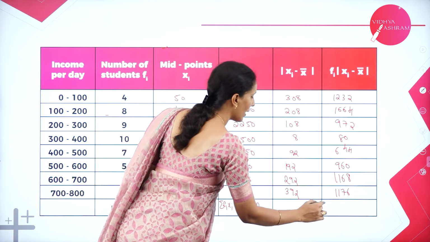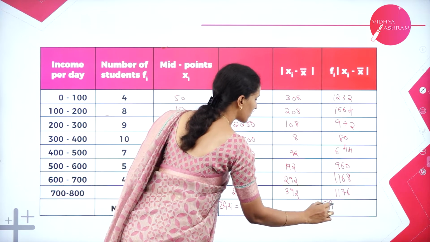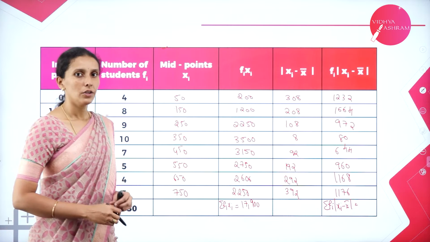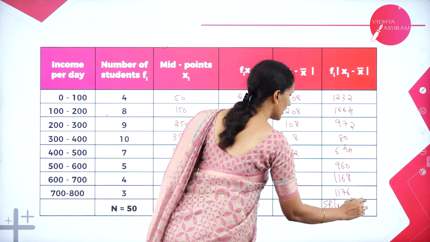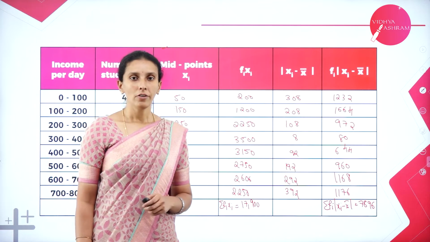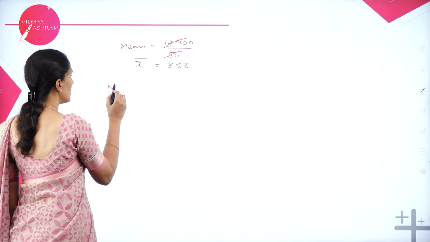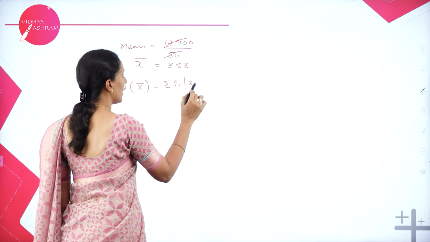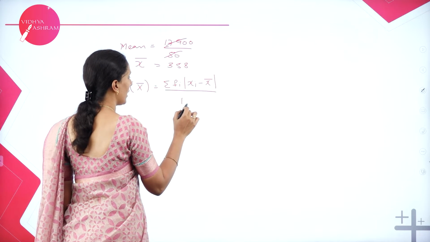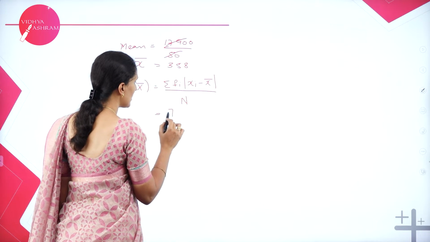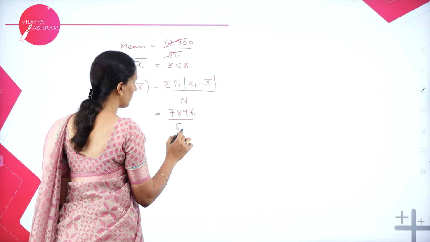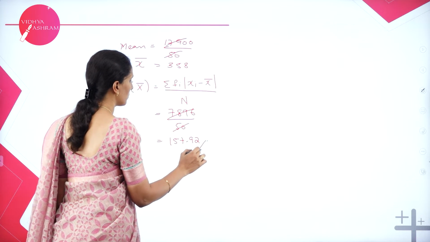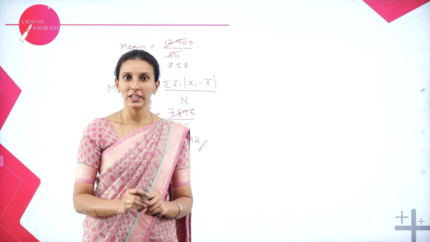Let us add all this. We have summation fi xi minus x bar. So, when you add all these quantities, you will get the value as 7,896. Now, let us find the mean deviation. Whenever mean is given, it is summation fi xi minus x bar divided by n. So, we get 7,896 divided by 50. Cancelling it, you will get 157.92. So, this is the mean deviation for the given data.